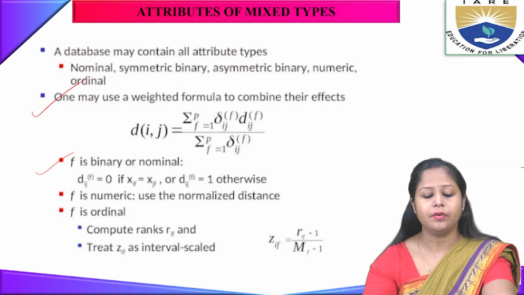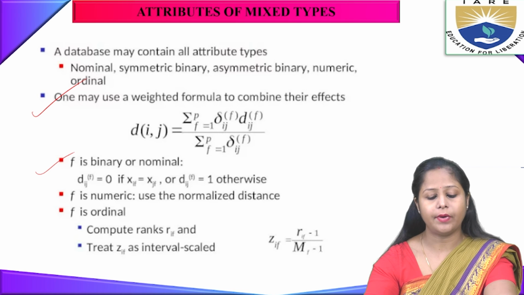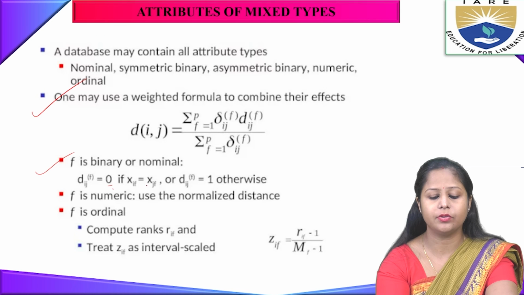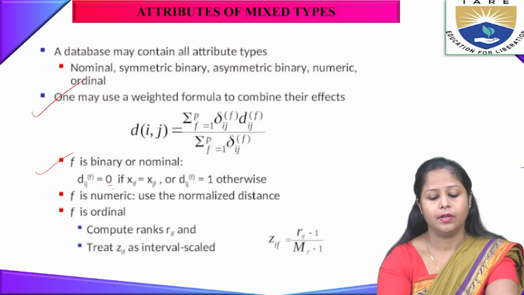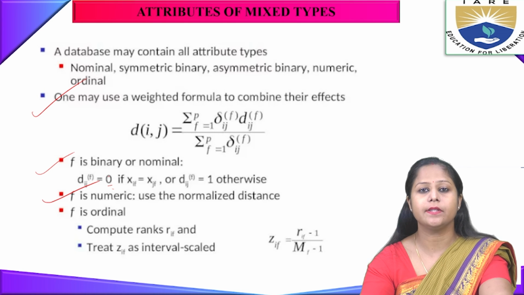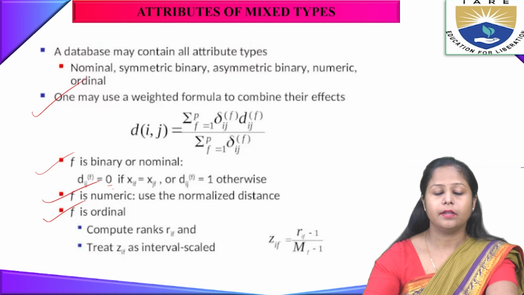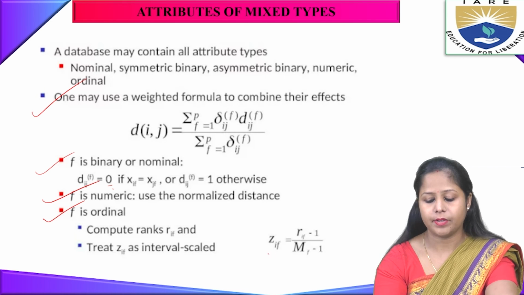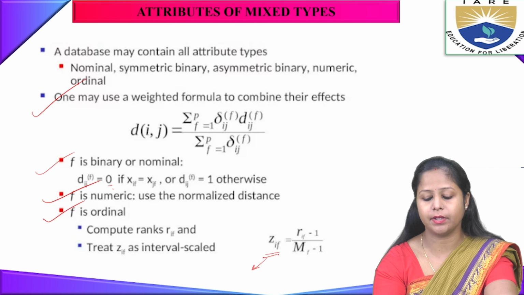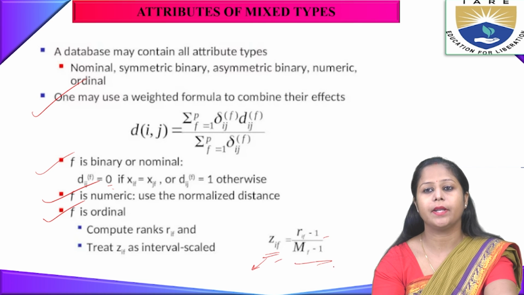So here, if f is binary or nominal, d_ij^(f) is equal to 0 if x_if is equal to x_jf, otherwise d_ij^(f) is equal to 1. If f is numeric, then we use the normalized distance. And if f is ordinal, then compute the ranks r_if and treat z_if as interval scaled, as in the earlier slide, where we calculated z_if is equal to (r_if minus 1) upon (M_f minus 1) for the interval scaled ordinal values.